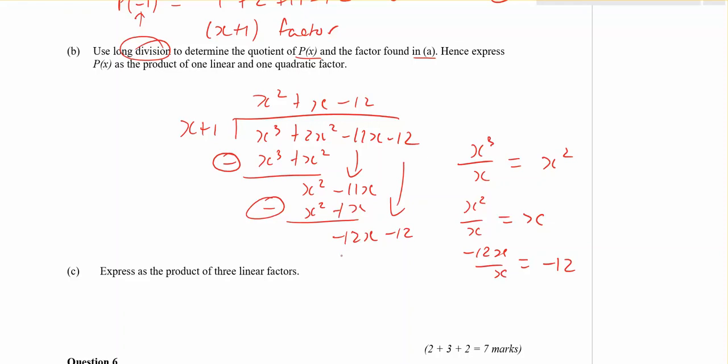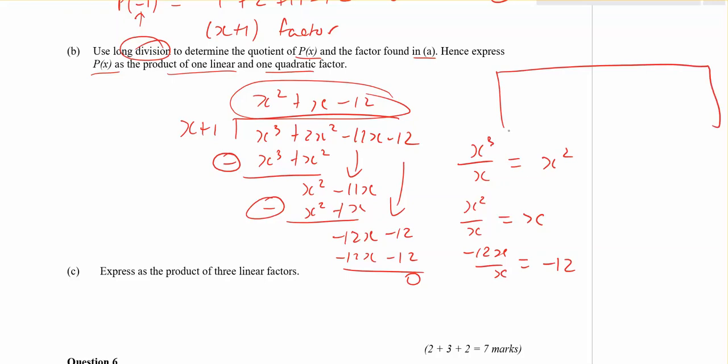So hence, express p of x as the product of one linear factor and one quadratic factor. Okay, so we're not done yet. Answer the specific question. Don't just do long division and think you're done. Check whether you've answered the question. We haven't yet. So p of x would equal the product of the linear factor and the quadratic factor, which is the quotient, x squared plus x minus 12.